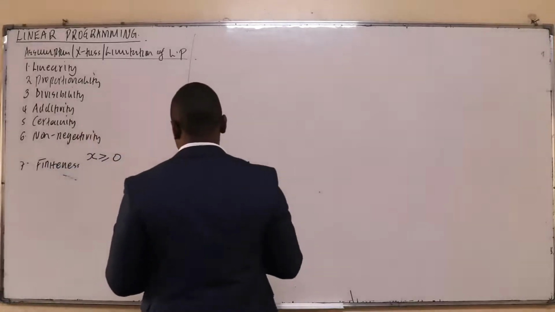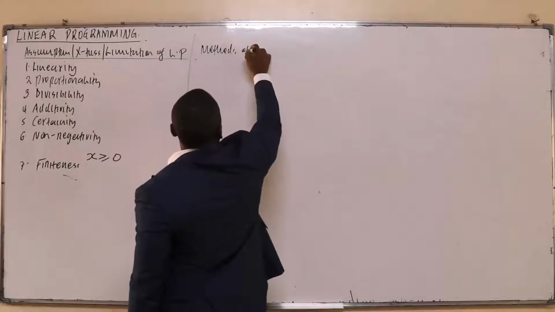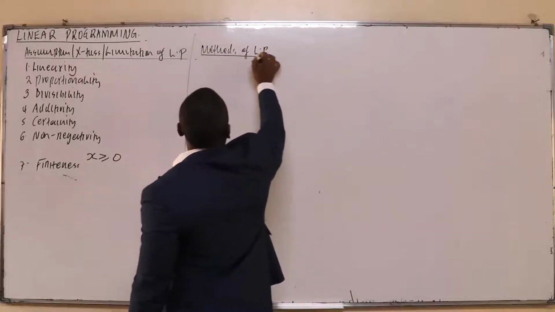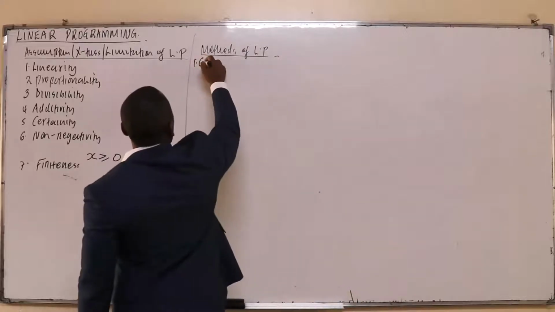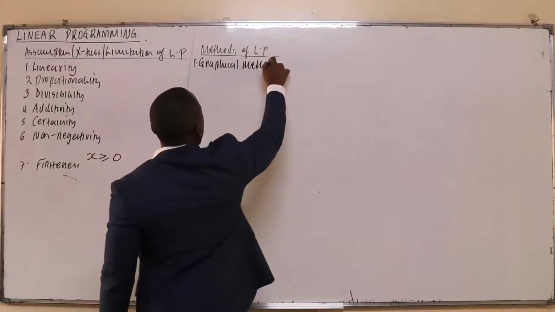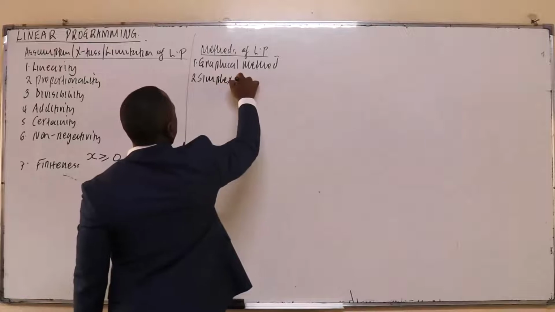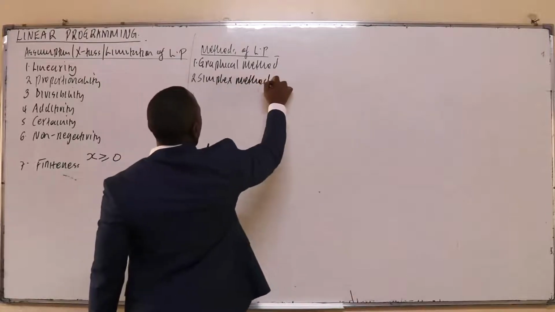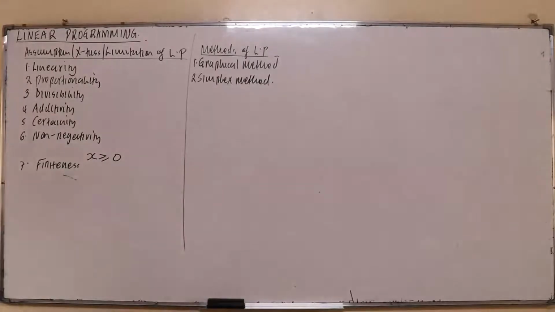Good. So now let's look at methods of linear programming. One, we have the graphical method. And number two, we have the simplex method. You have two methods of linear programming. One is the graphical method, the other one is the simplex method.